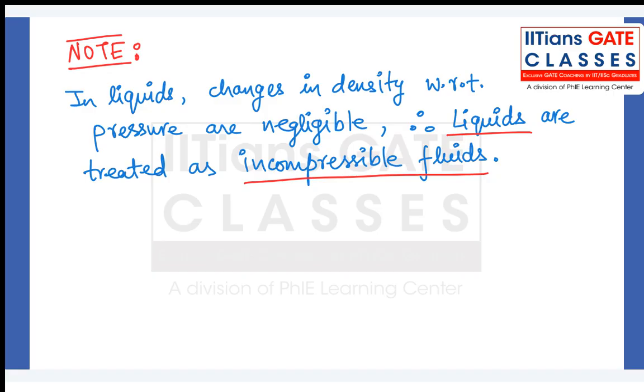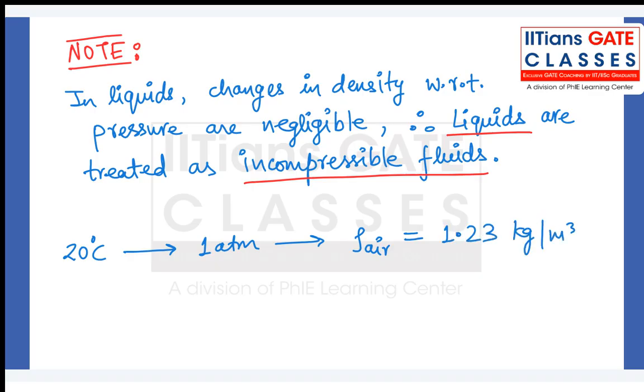And also we have talked about water. So let me just give you one value. You should remember this part. At 20 degrees Celsius and at 1 atmosphere, your atmospheric pressure, the density of air is close to 1.23 kg per meter cube. So you should remember this. It can be used in many numericals.